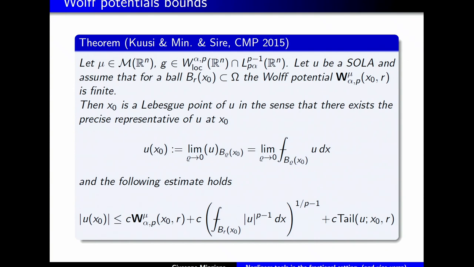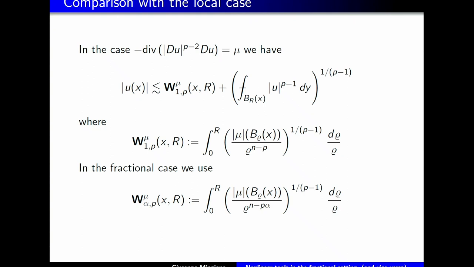Essentially, this is the result, and this is the perfect analog of the result of Kilpeläinen and Malý, which is this one. And you see the Wolff potential W alpha p is the following one. Okay, so as far as the gradient theory, this is still open. So this is the first adaptation to the non-local setting of a classical local nonlinear result. So this follows the lines and extends in the way you expect something which is established in the nonlinear case.